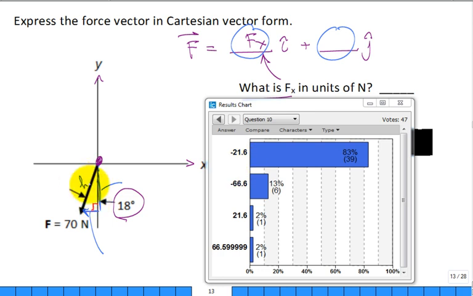And then how did we get the 21.6? This is the hypotenuse of 70. And we're looking for the opposite, sine. Pardon? Yeah. So 70 times the sine of 18. Does that work? All right. Let's just grade it and move on.